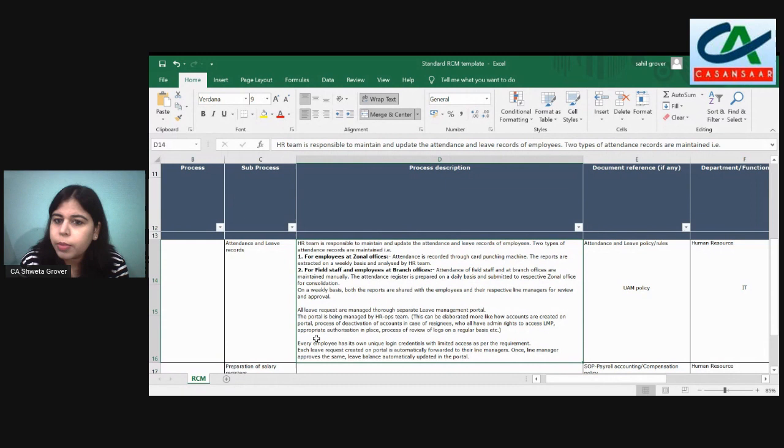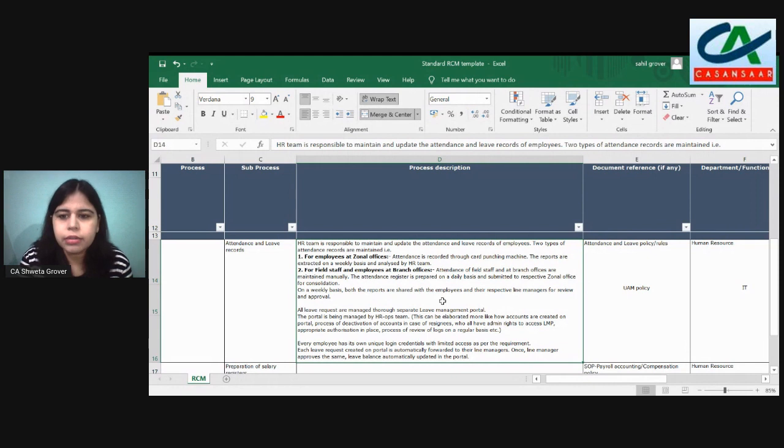This might not have been captured in any SOP. This would be covered in your system walkthrough, so that should be captured here. Again, every employee has their own unique login credentials with limited access as per the requirement. Each leave request created in the portal is automatically forwarded to the approver. So this is their attendance and leave management process, which I have mentioned here, to give you a brief idea of what should be added in the process description.